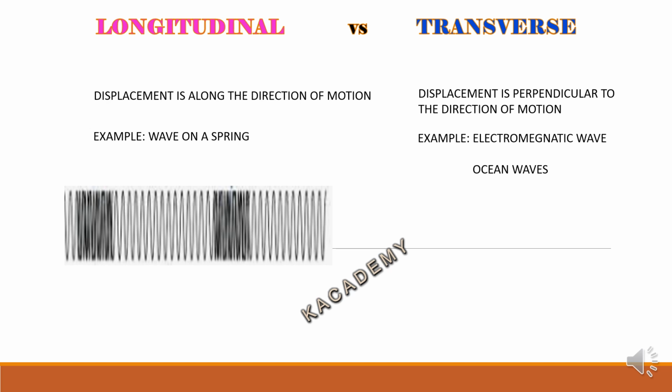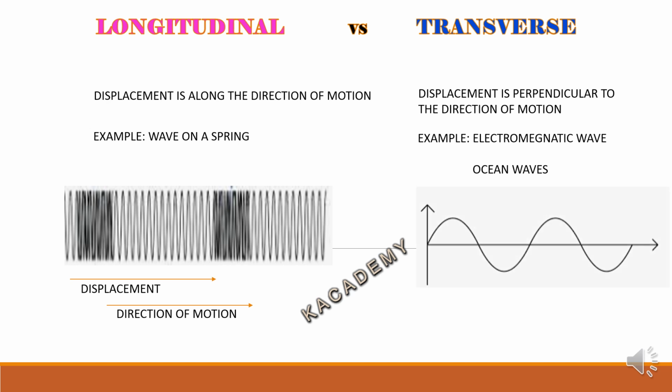In this figure, we can see the wave formed on a spring. As we can see, displacement, which is represented by the compressions moving sideways from left to right or vice versa, is along the direction of motion. Whereas in this next figure, the displacement, which is the vertical arrow shown in the figure, is perpendicular to the direction of motion, which is going in this figure from left to right.